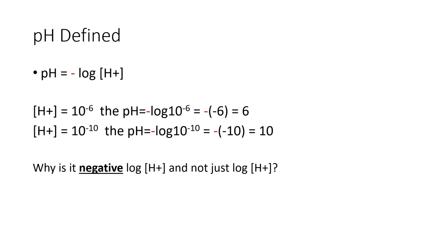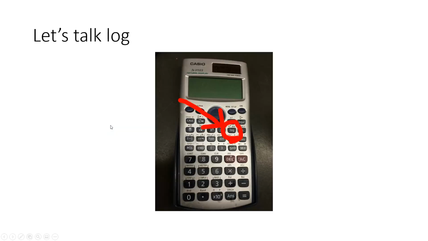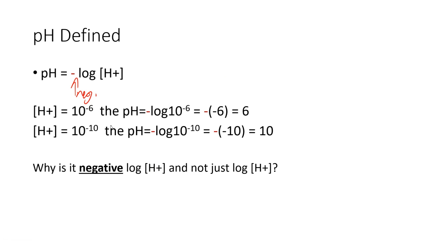So we define pH, which you've heard of if you've ever been to a pool or had a fish tank. pH is the negative log of H plus, because if you go back here, all these exponents are negative. People don't like negative numbers, so we just make it the negative of the log. If we have 10 to the minus 6, the log of that is minus 6, and then we want the negative log of that, which makes it positive. So negative 6 is positive 6. For 10 to the minus 10, the log is minus 10, and the negative of that is positive 10.